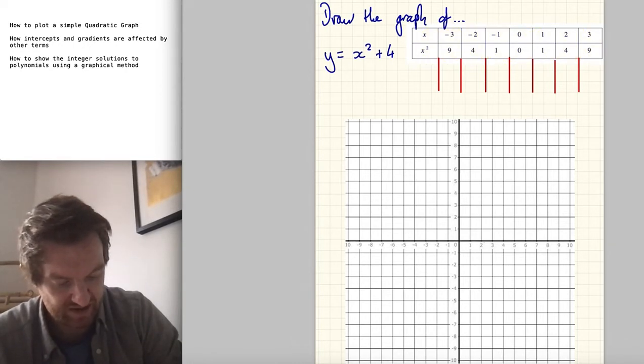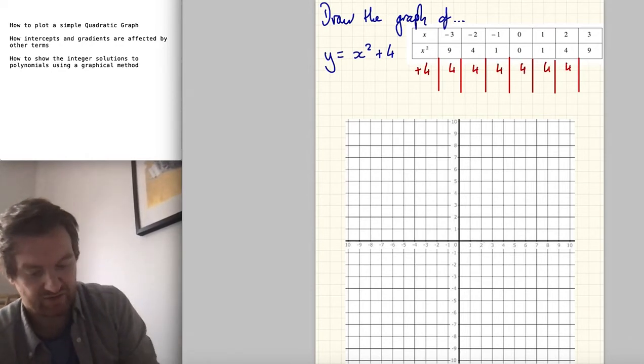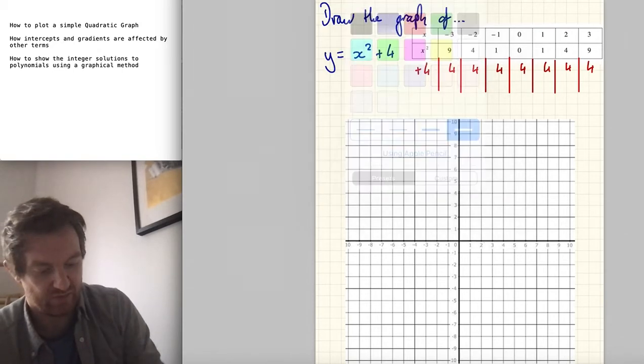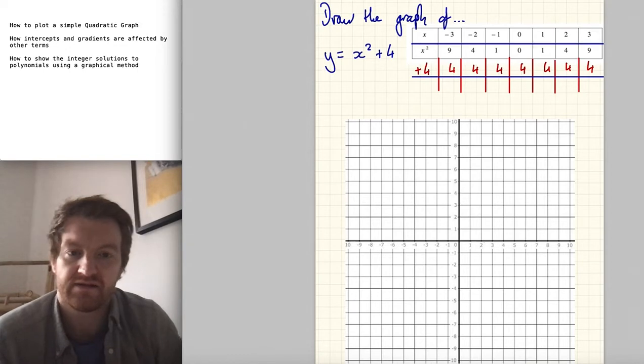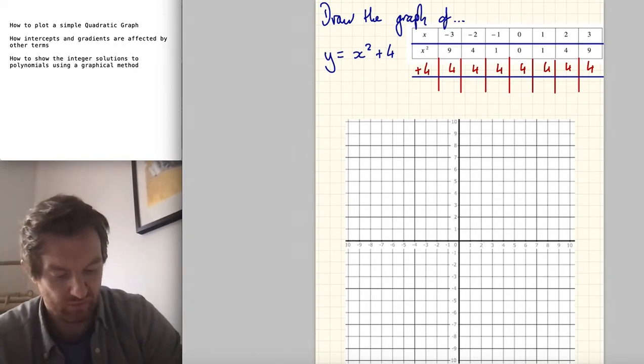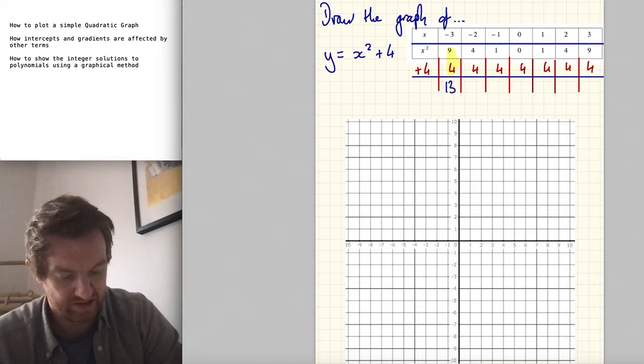So obviously that means that 4 is going to be the same for all of them. It doesn't matter about the value of x. And what I'm doing here is creating for myself a kind of addition table. And I'm going to add together the x squareds and the 4s. So like here, I'm going to say, okay, what's 9 plus 4? Well, 9 plus 4 is 13. 4 plus 4 is 8. 1 plus 4 is 5.